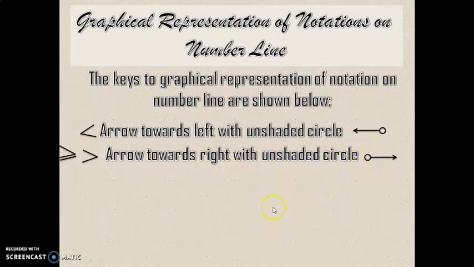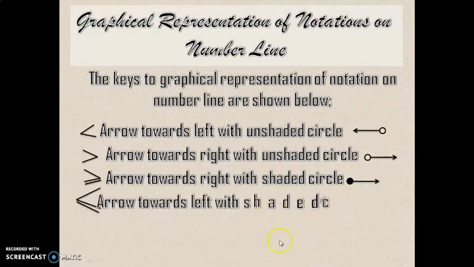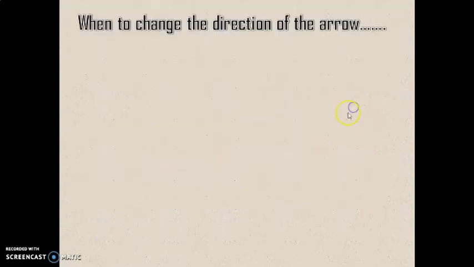And the third one is greater than or equal to. It has its own key as well, which is arrow towards the right with a shaded circle. This time around, I'm going to shade the circle. Okay? Look at it here. Good. Then the last one, which is less than or equal to, the arrow will be towards the left-hand side with a shaded circle. Like this. So these are the different ways to represent inequality on a line graph. Is that okay? Alright, so let's move on.